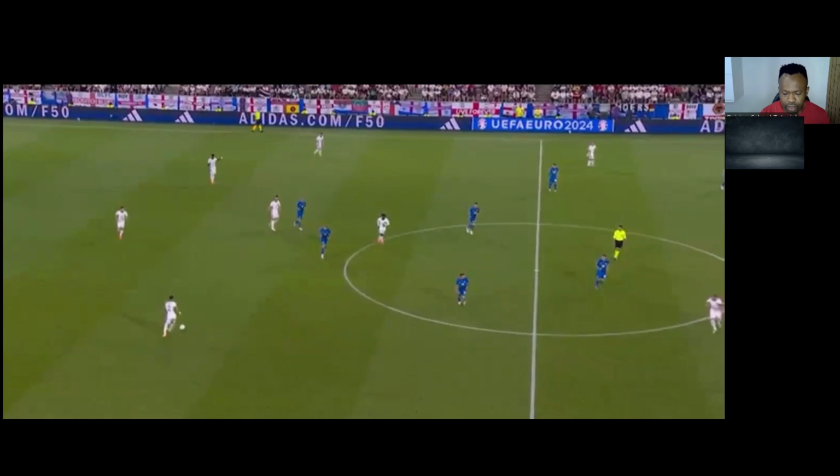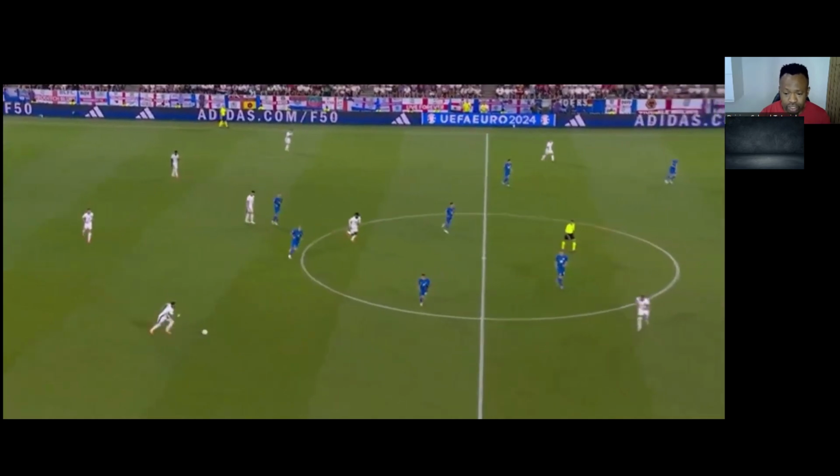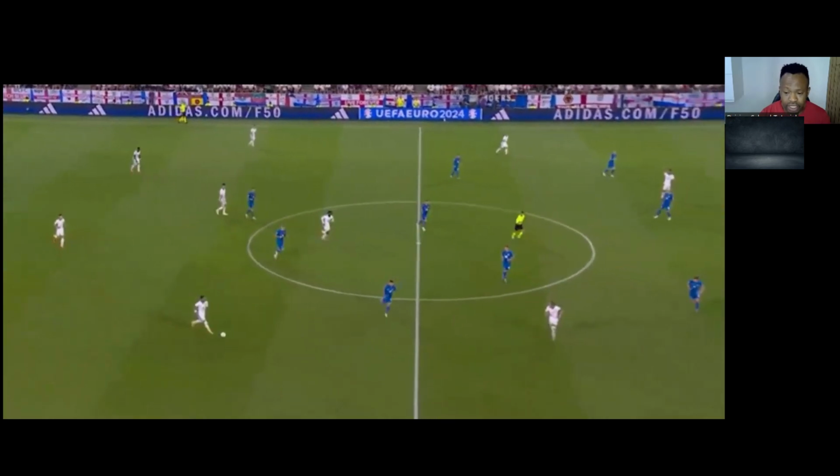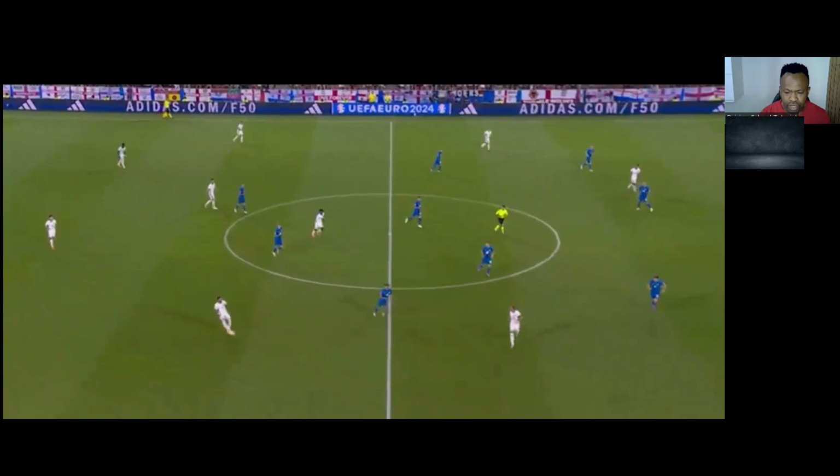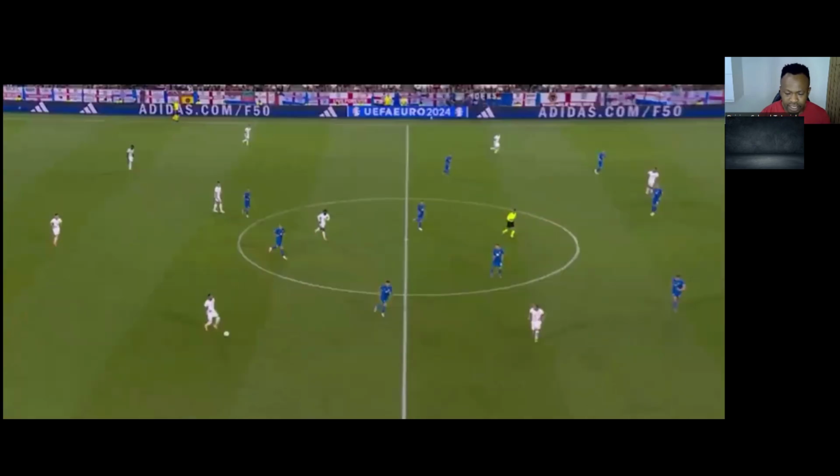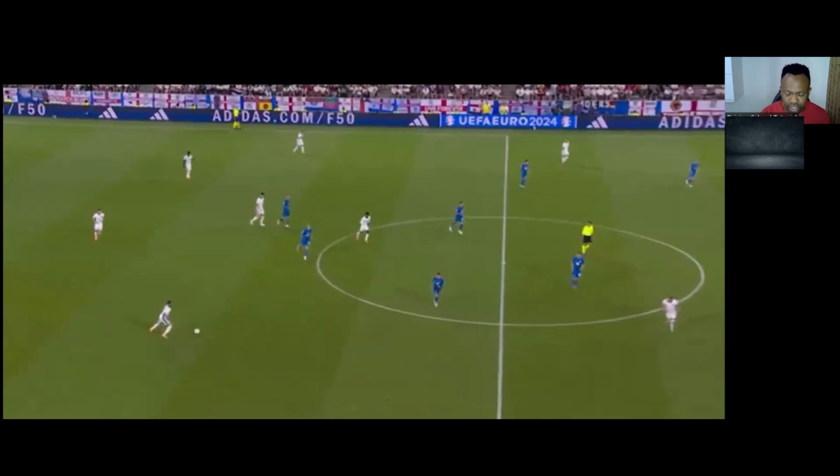Gareth Southgate must call Harry Kane to tell him to learn how to maintain his position. It might be true that this is how he plays in his club, or this is how he's been playing. But in this kind of team that they have, or this kind of squad that they have, Kane must learn how to maintain his position.